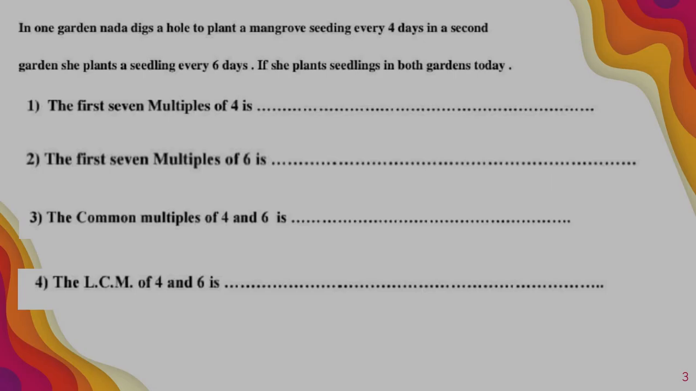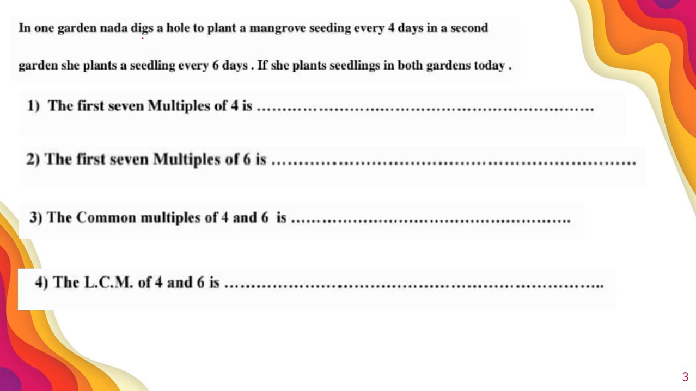Let's see model 2. I have here in one garden, Nada digs a hole to plant a mangrove seedling every 4 days. In the second garden, she plants a seedling every 6 days. If she plants seedlings in both gardens today, I want to know when they can meet again. We agreed that when I have multiples, I have repeated something, so I have to find out what? Yes, the least common multiple. But here, the questions will help me to find out the answer.